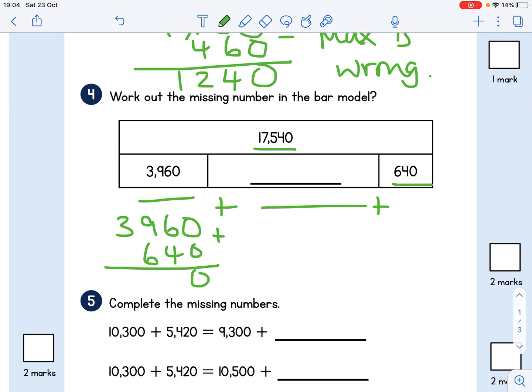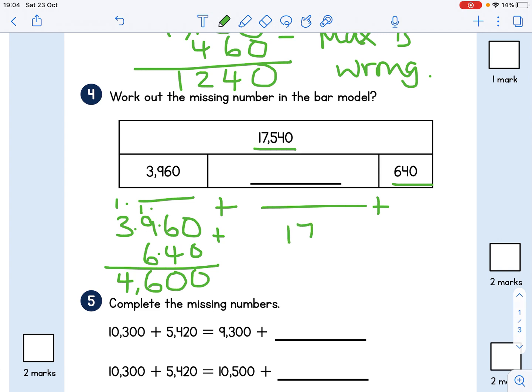0 plus 0 is 0. 6 plus 4 is 10. So put the 0 down, carry the 1. 1 plus 9 plus 6 is 16. Put the 6 down, carry the 1. And we've got 1 plus 3, which is 4. So it comes to 4,600.